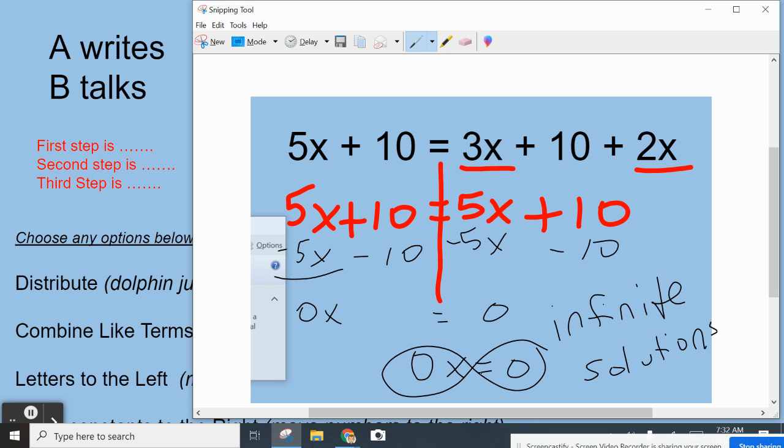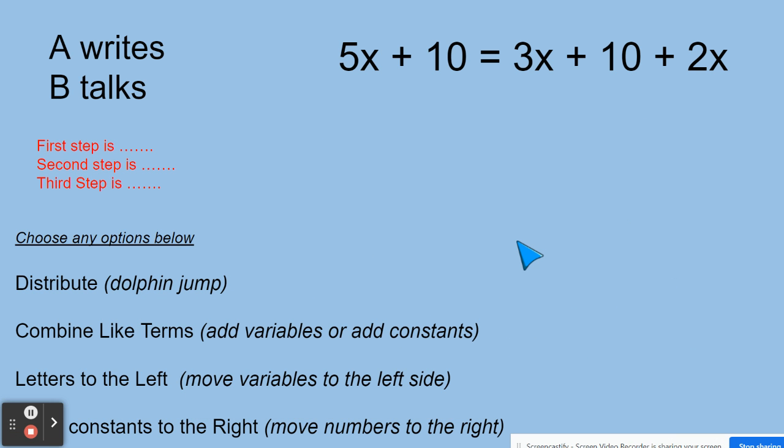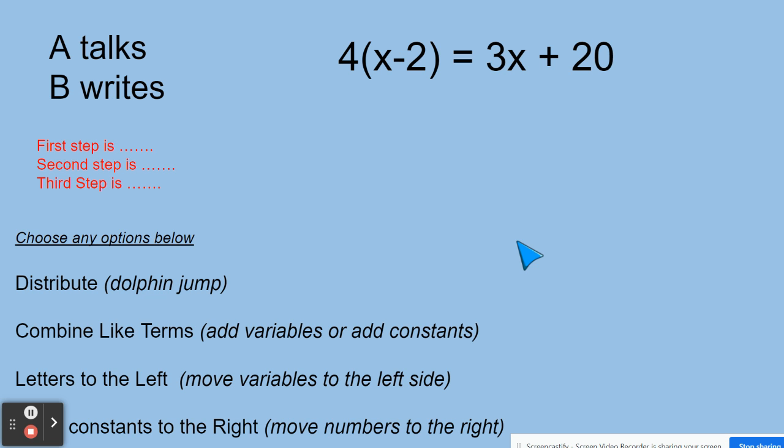This concept is not that difficult. We only need to spend 1, 2, maybe 3 days tops on this. We'll review it, of course, but making sure you get this now. All right? All right, next person. A is talking, B is writing. In 3, 2, 1. Let's go.